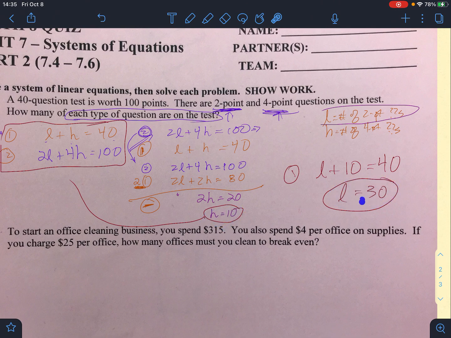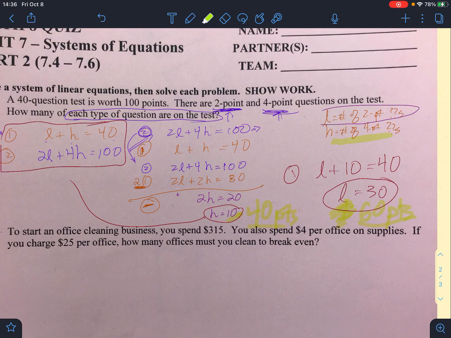Can we double check that? Do these add up to 40 questions? Yes. If the low questions are 2 points each, that would amount to 60 points from this, and high questions are worth 4 points each. And if we have 10 of those questions, that will be 40 points.